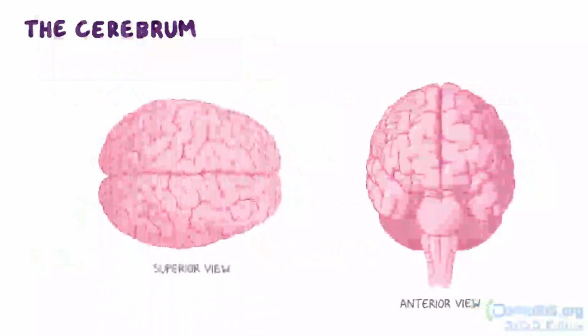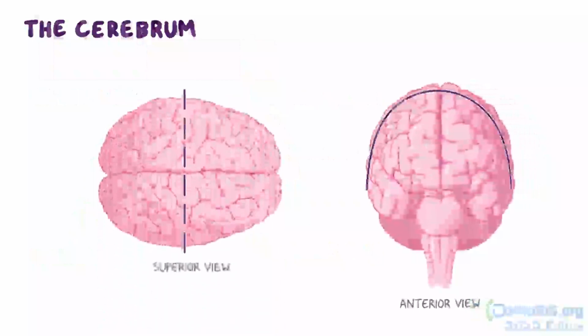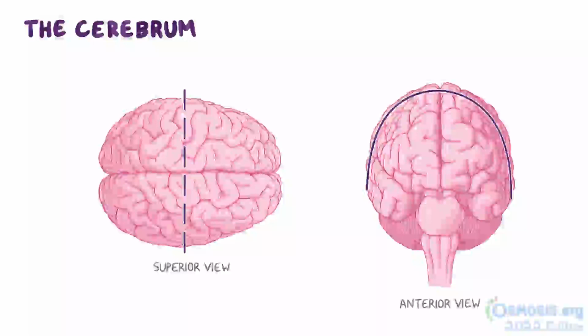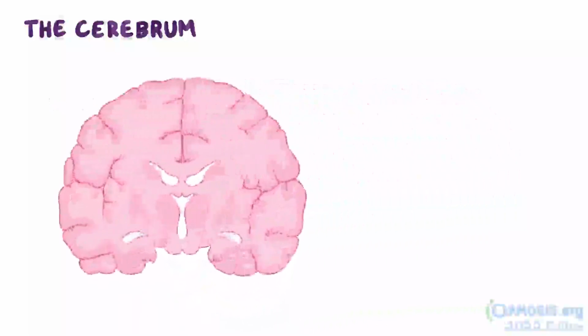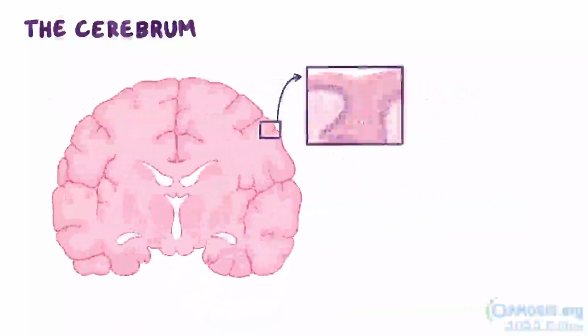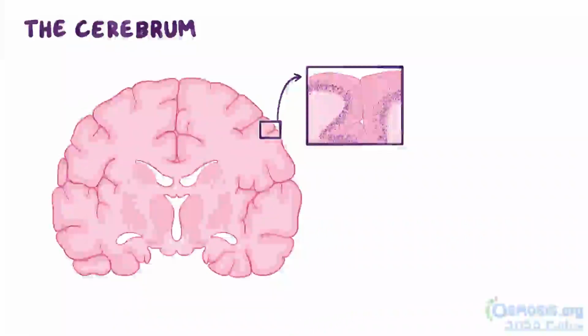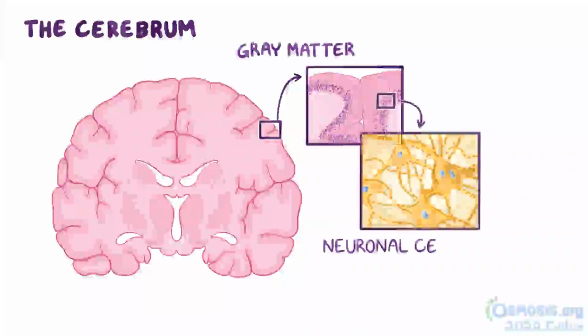If we were to cut through the cerebral hemispheres in the coronal plane, which means transecting from left to right and dividing the brain into rostral and caudal divisions, we would see the cerebral cortex. This is the outermost area of the cerebral hemispheres, and it's composed of gray matter containing billions of nuclei, or neuronal cell bodies.